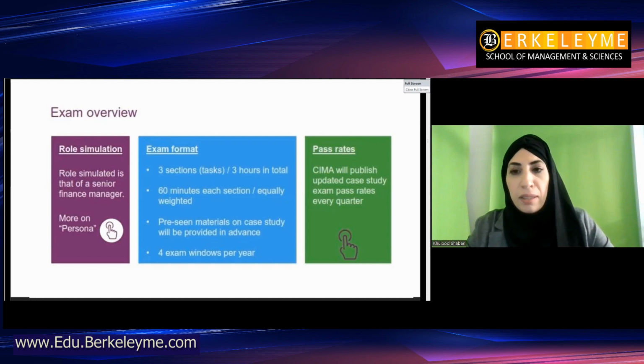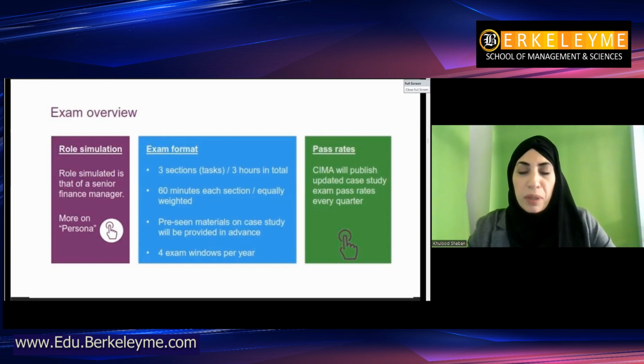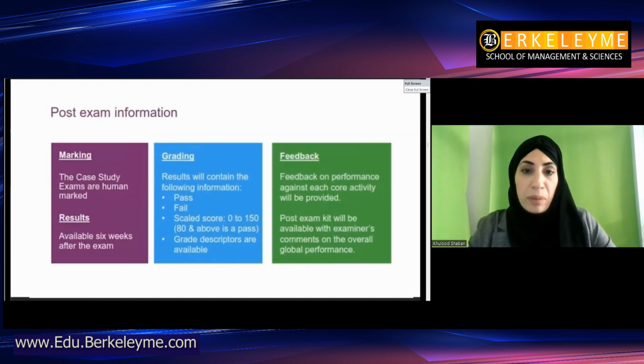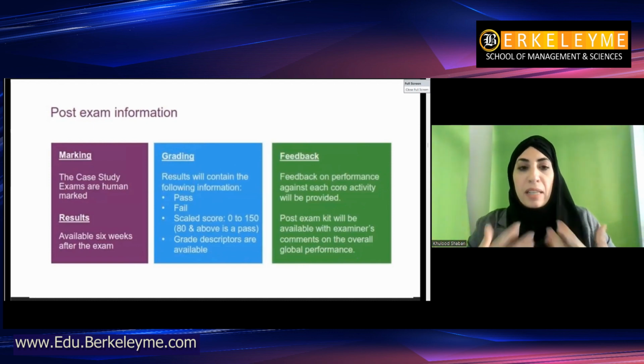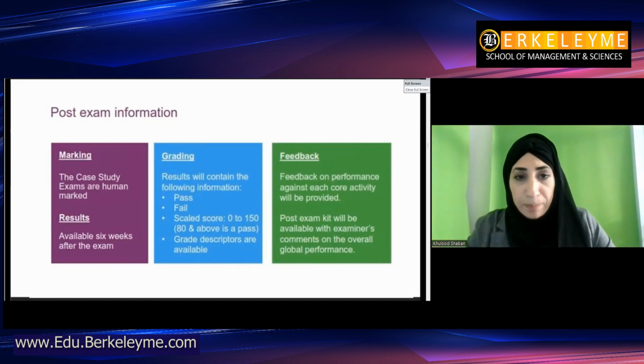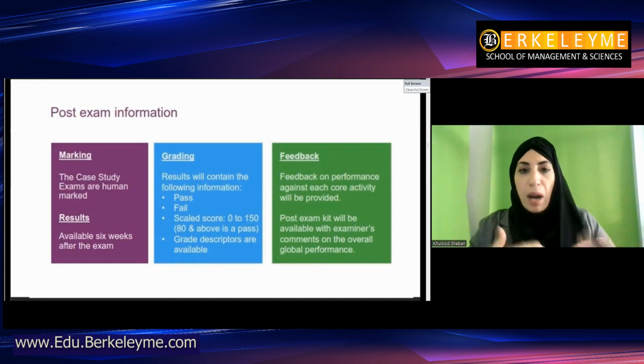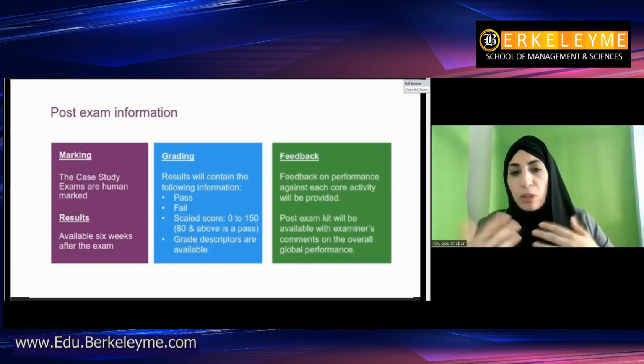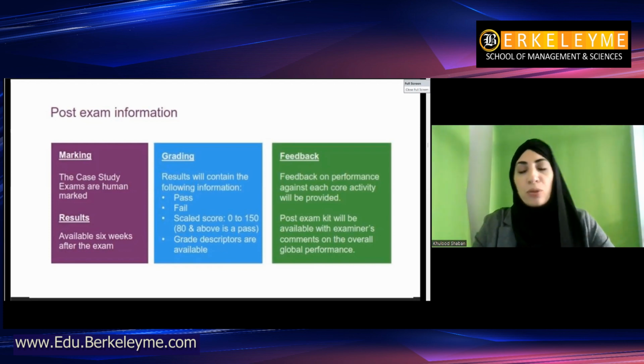Passing rates: it's 70+% around pass from first attempt. So it's a pretty high percentage for a professional examination like this. Of course, it's humanly marked because it's a written exam. The results will be available after 6 weeks from your exam. It will be pass and fail. The scale is from 0 to 150, meaning you have to score 80 and above to pass the exam, which is around 52% that you have to score in order to pass the examination.